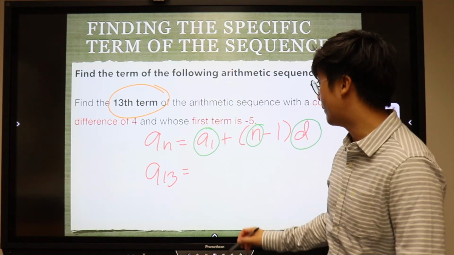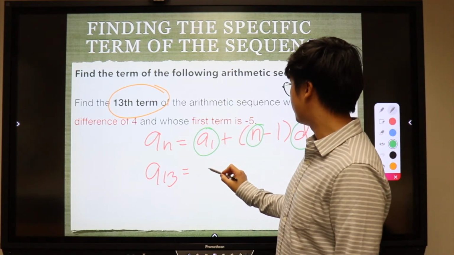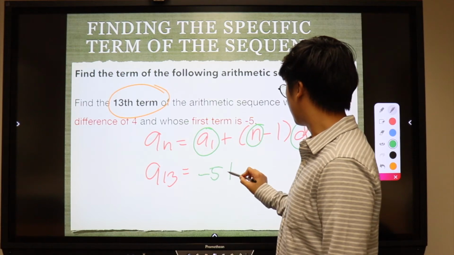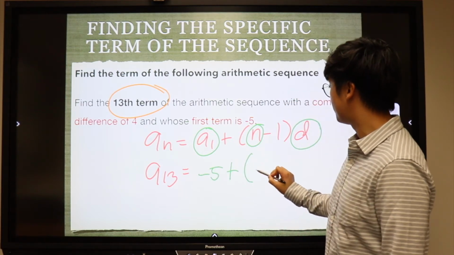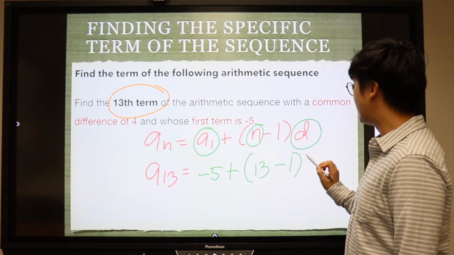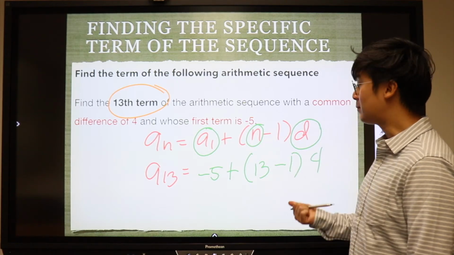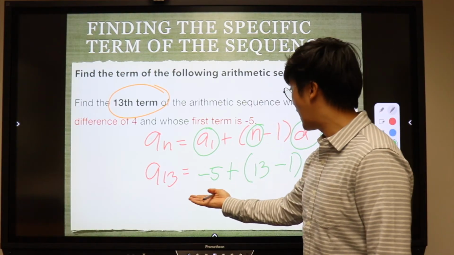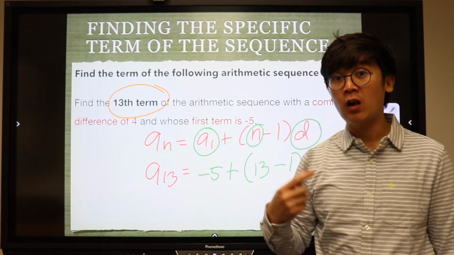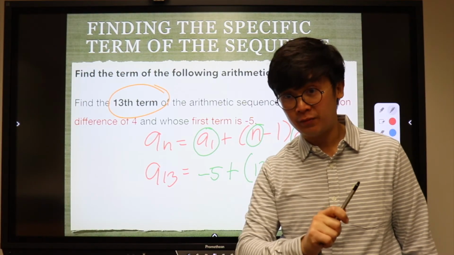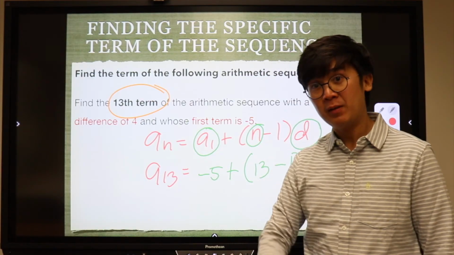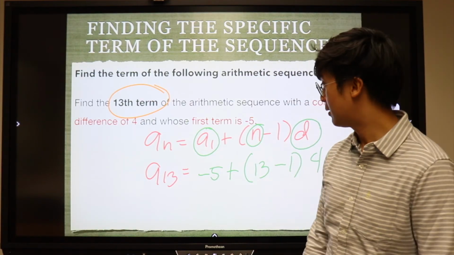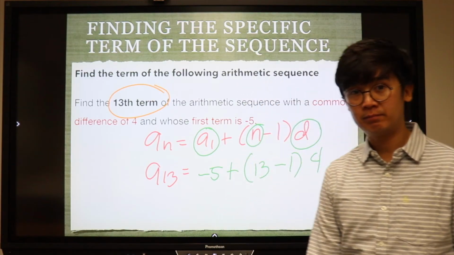So let's plug it in. A sub 1 is? Negative 5. N is? 13. And D is? 4. So from an arithmetic sequence problem, now you're just solving a problem involving order of operations. Yes. So simplify your answer and give me the 13th term.